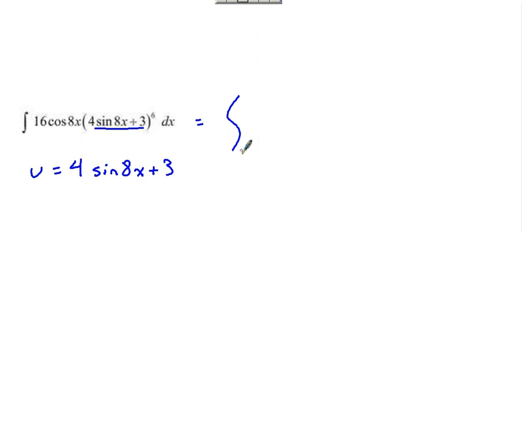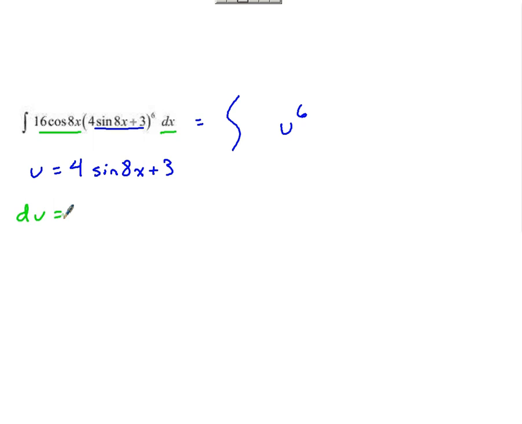So on the new problem, u was this piece. It's being raised to the 6th. I write u to the 6th over here. Now figure out how you're going to accommodate the 16 cosine of 8x and the dx. Of course, the leftovers, we understand, come from taking the derivative right here. So when we take the derivative right here, we get du.